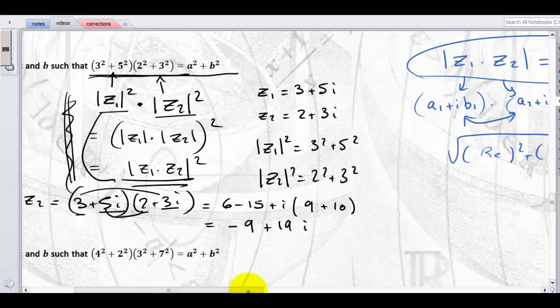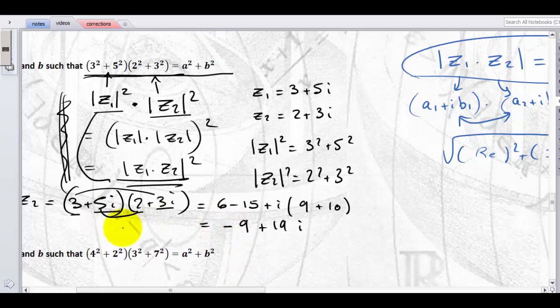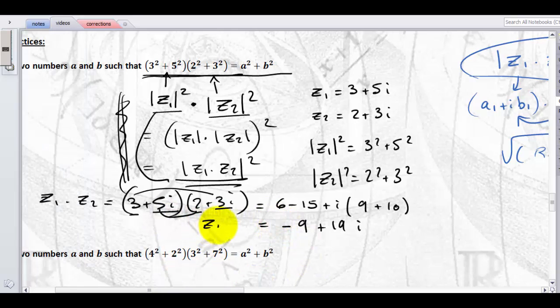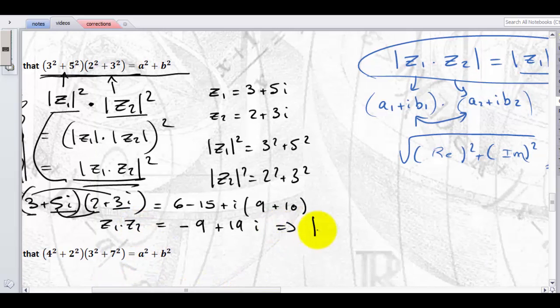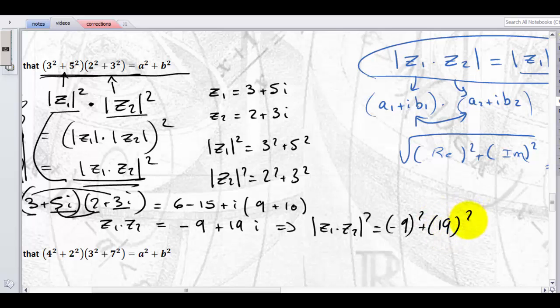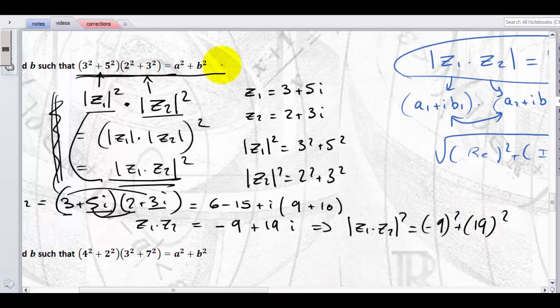Okay? And what is this? This is z1 times z2. So what is the modulus of z1 times z2 squared? This is negative 9 squared plus 19 squared. And so I got my two numbers. This is the same as 9 squared, forget about the negative, plus 19 squared. Super easy and super quick.